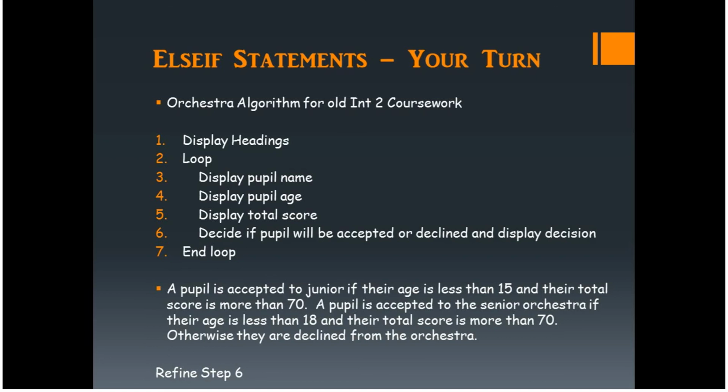And here's another one. Deciding if the pupil is accepted or declined for the orchestra. So a pupil is accepted to the junior orchestra if their age is less than 15 and their total score is more than 70. Otherwise, a pupil is accepted to the senior orchestra if their age is less than 18 and their total score is more than 70. Otherwise, they are declined from the orchestra. Again, this is an else-if piece of code. These two pieces of code are probably the two hardest that you've had to write so far, so be careful with your syntax.